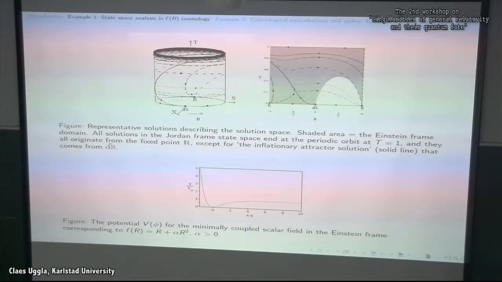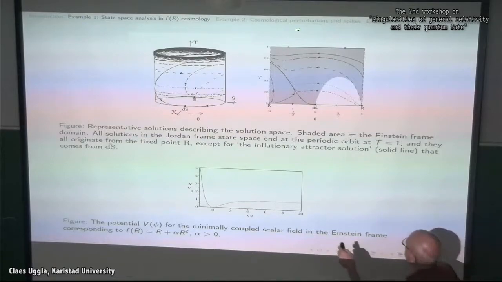So which one is most fundamental? The Jordan state space or the Einstein frame state space? Solutions are conformally extended from the Einstein frame to the Jordan frame here. You don't see this if you just use the Einstein frame. Then you think that you have a source describing this part here. But from the Jordan state space, it's no problem.